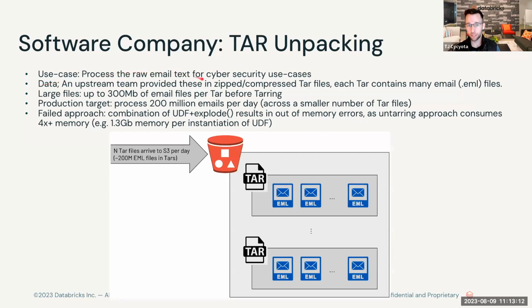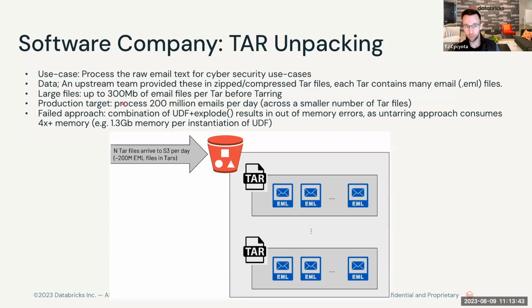So they provided these email files in zipped compressed tar files. Hopefully everyone's seen a tar file before. It's just a compression technique. And each tar file can contain many email files. So if you can imagine, the S3 bucket is receiving one big tar file, and each of these files might contain one email file, or it may contain hundreds of email files. Really depends on the size of the individual emails within each tar.